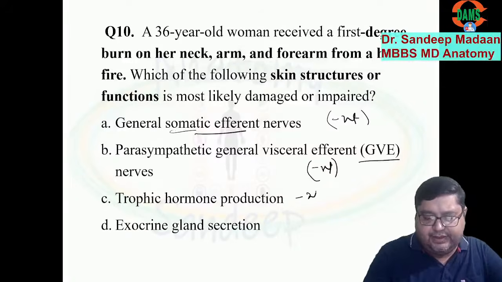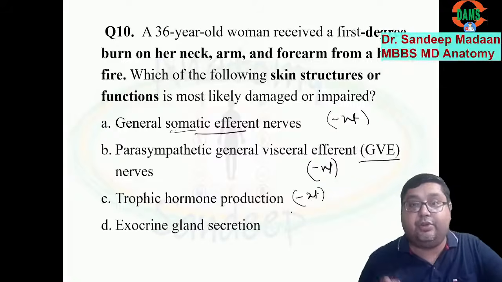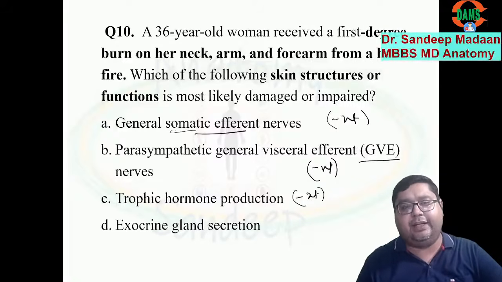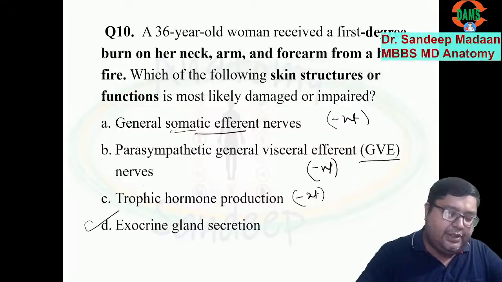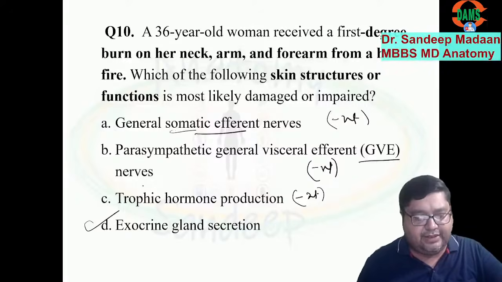That will also be absent. So among the given options, only one thing is present, that is the exocrine gland. Which gland is present? Sweat gland and the sebaceous gland. Both are exocrine glands. And because that is present, that will be involved in the burn. So that was a little bit of a catch.